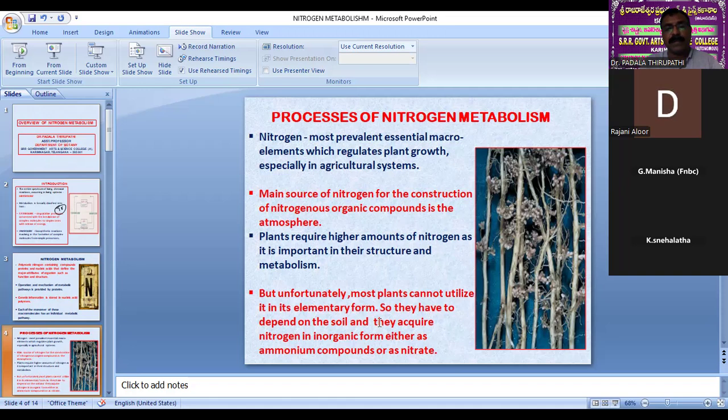So they have to depend on the soil, and they acquire nitrogen in inorganic form, either as ammonium compounds or nitrates. So these are the different forms of nitrogen: nitrates, nitrites, and ammonia and ammonium. These are the different forms of the nitrogen molecule.